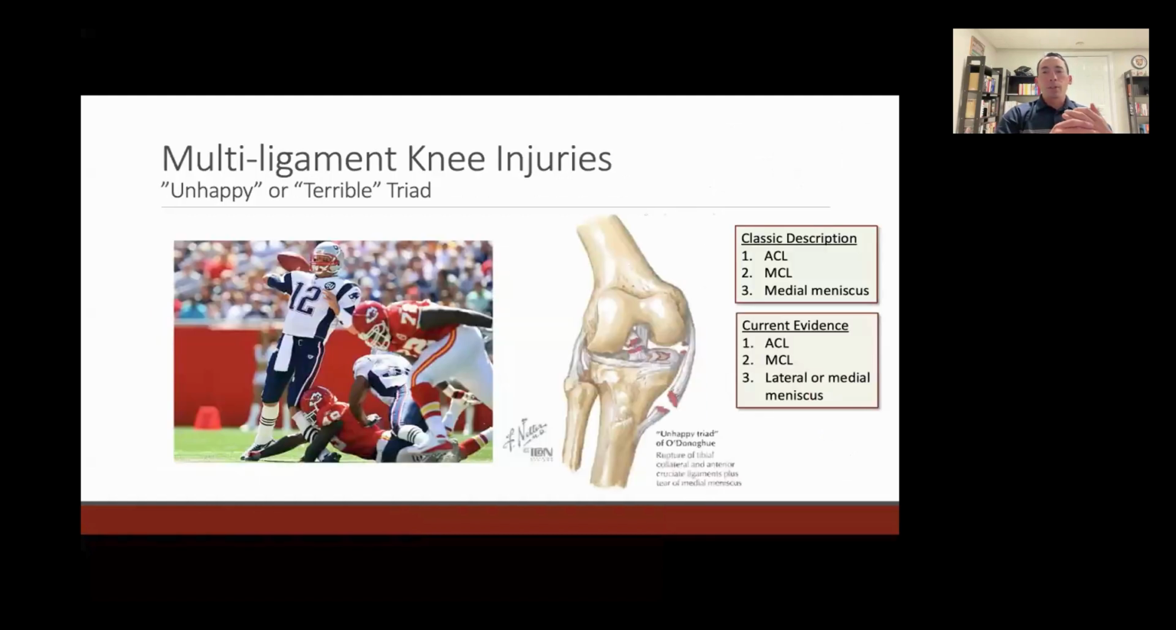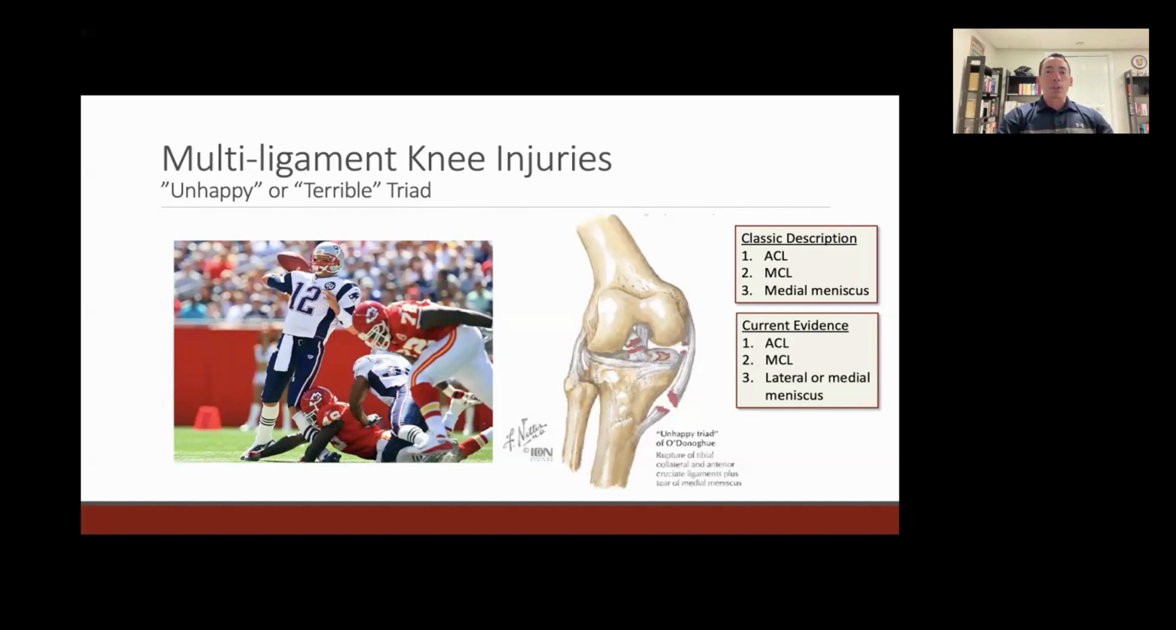So multi-ligament knee injuries are not as well studied because, thankfully, they don't occur as frequently. One of the classic multi-ligament knee injury patterns is called the terrible triad or the unhappy triad, that's shown here. O'Donoghue in 1950 called attention to what he called, quote, that unhappy triad of one, rupture of the medial collateral ligament, two, damage to the medial meniscus, and three, rupture of the anterior cruciate ligament. So that's the classic description. Current evidence also lumps the lateral meniscus injury in there as well, so it's not as clear cut as involving the medial meniscus.